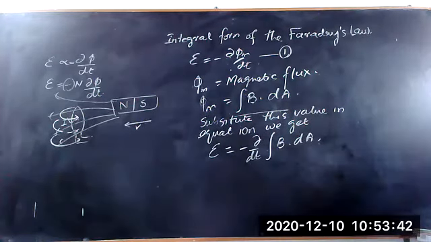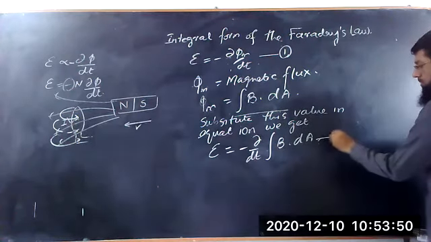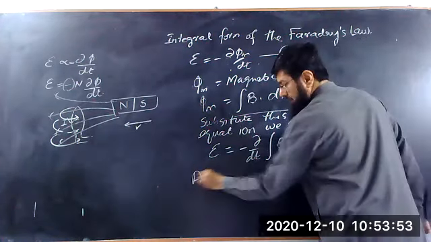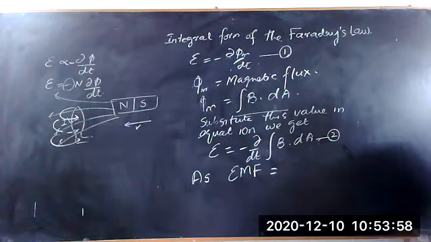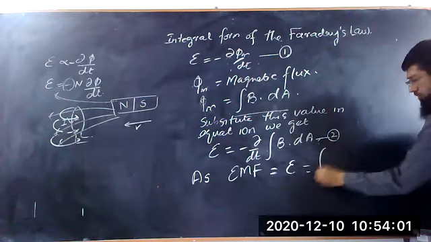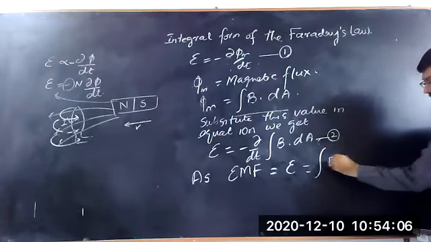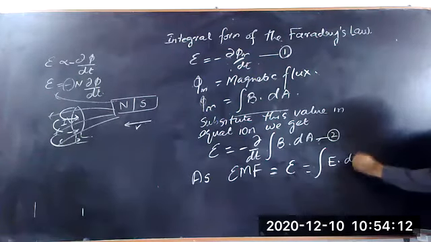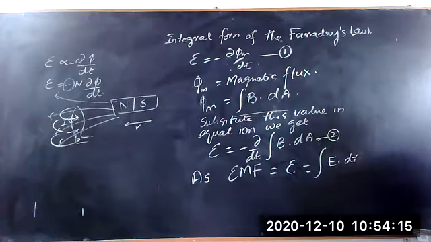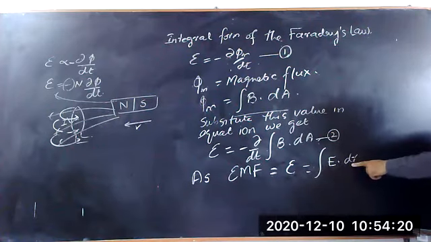But we know that the EMF, let's say this is equation number 2, the EMF E is equal to the electric field multiplied by the distance ds. You can also call this ds as dr. So this E is equal to the electric field into the distance.